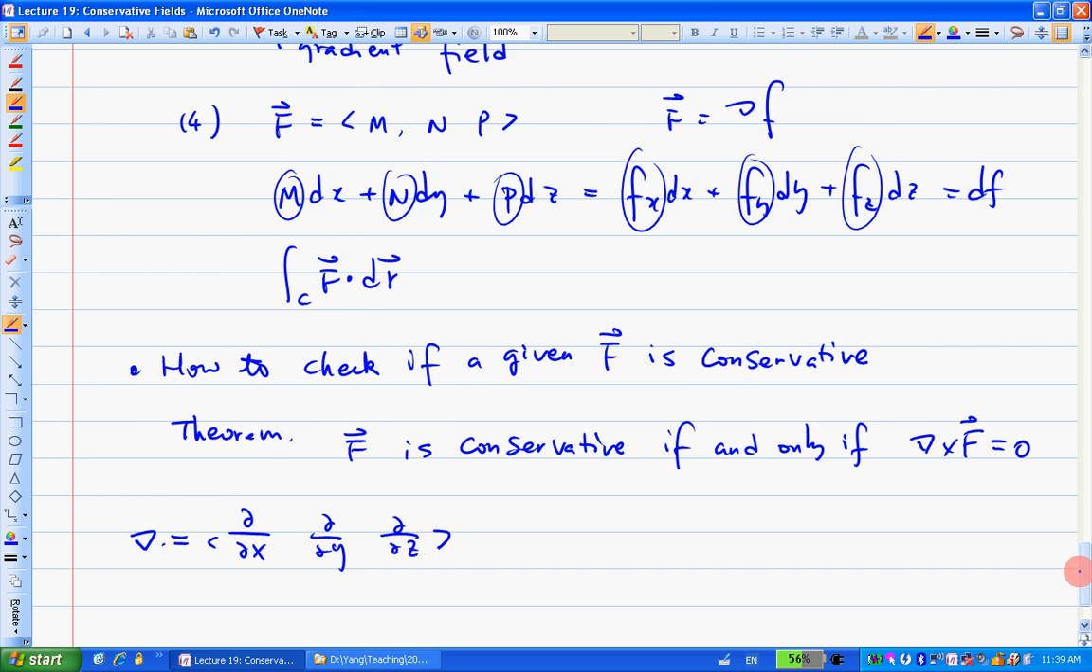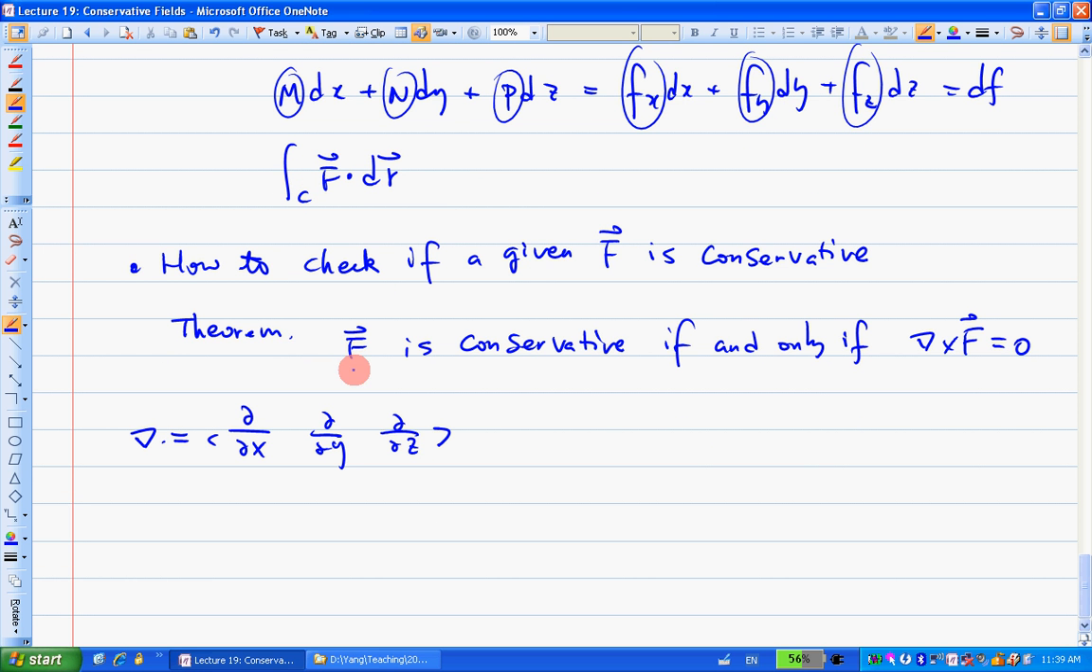So this theorem says F is conservative if and only if del cross F equals 0. Basically, you take this vector crossed with the given vector field F and see whether that's 0 or not. If it is 0, then it's conservative. So there are two sides here.